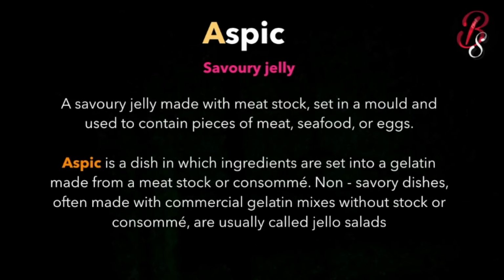Non-savory dishes, often made with a commercial gelatin mixed without stock or consomme, are usually called a jello salad. Let me tell you what exactly it means. There is non-veg and veg. For non-veg, the bone itself has a jello, I can say a gelatin. It's a natural gelatin which is there in the bone itself.